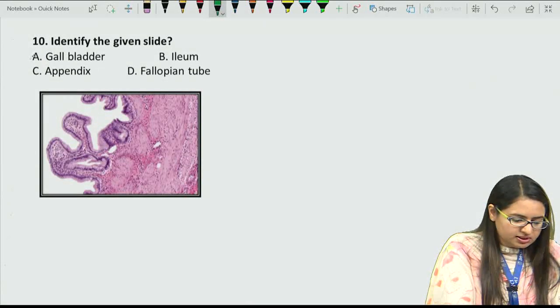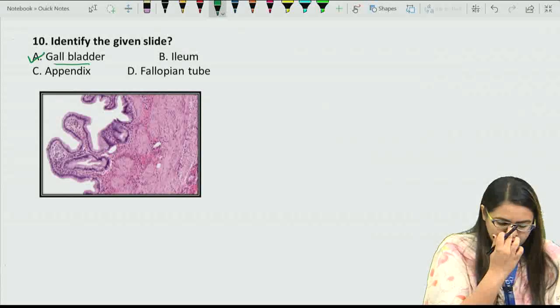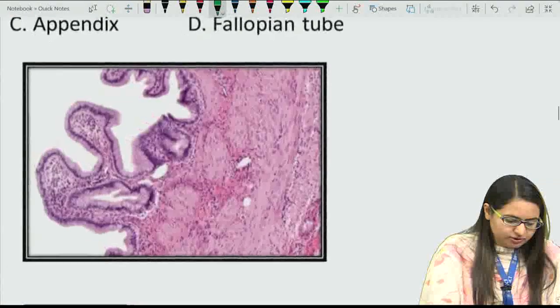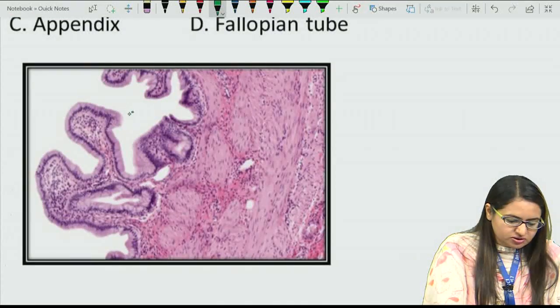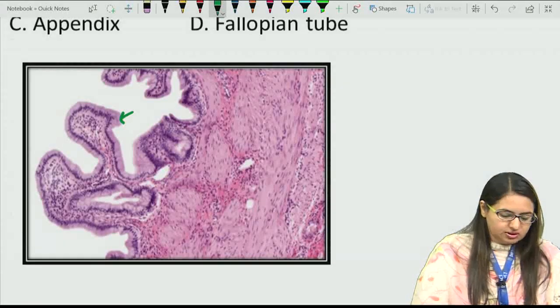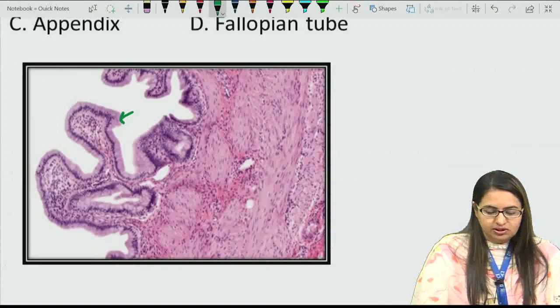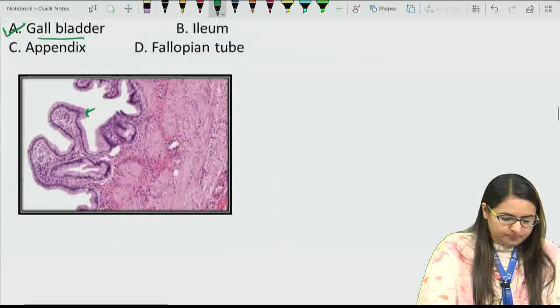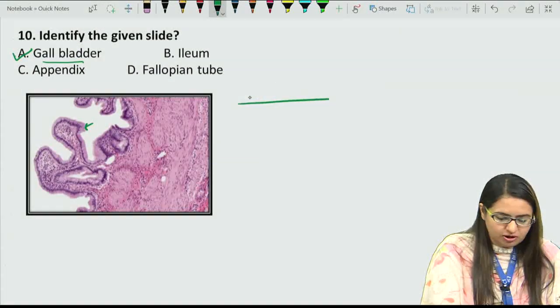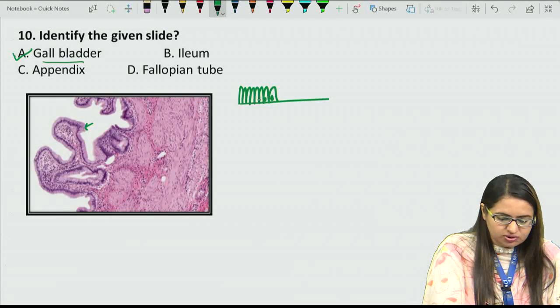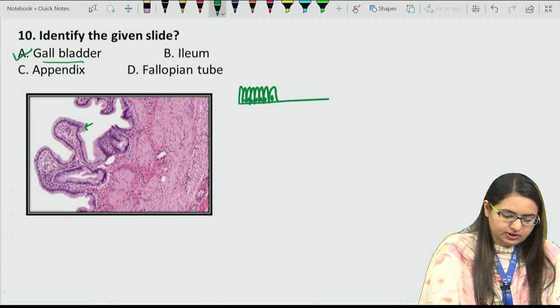This is typically a slide of the gallbladder. For the slide of the gallbladder, if you see over here, the epithelium which is present over here is a typical columnar epithelium. In the columnar epithelium, we are having tall cells like this, and the nucleus is oval shaped, which is present towards the base. So the apical portion appears to be clear.